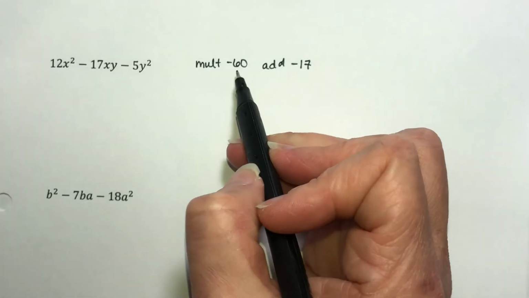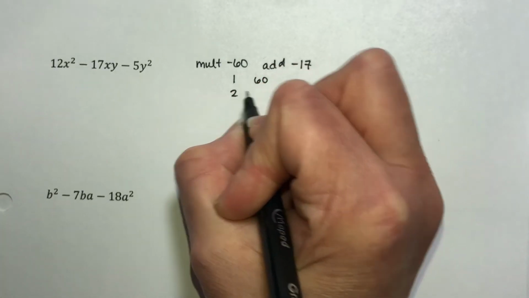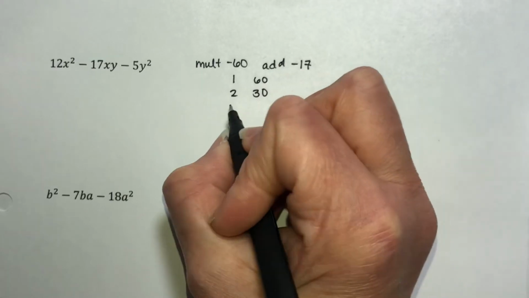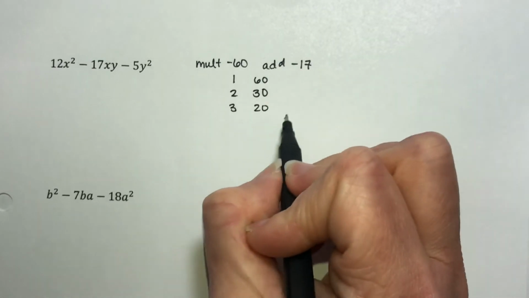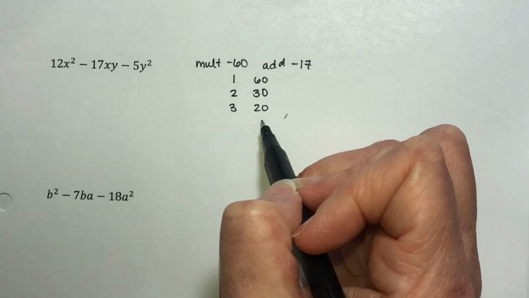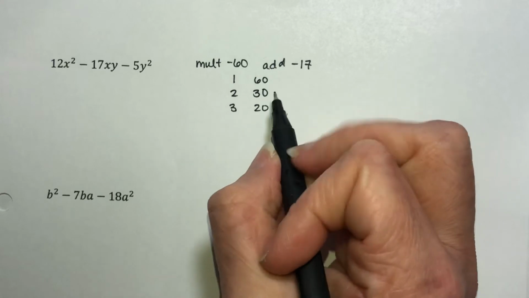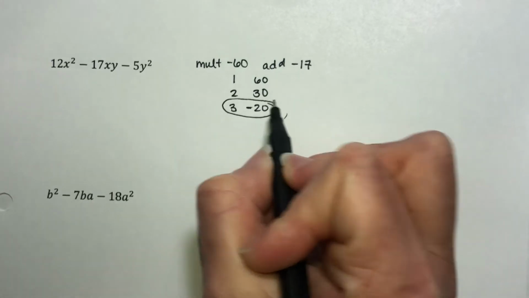So I'm going to start listing things that multiply to 60. 1 and 60, 2 and 30, 3 and 20, and I could keep going, but this is what's going to work. If I'm multiplying to a negative, one of these two needs to be negative. I'm supposed to add to a negative, so my larger number needs to be negative. So that's right here. So I'm going to use 3 and negative 20.